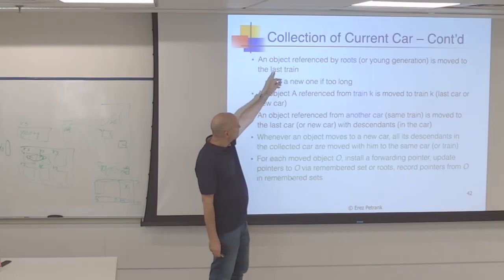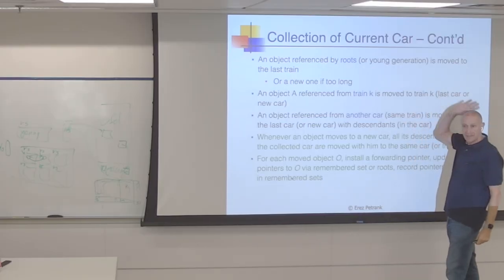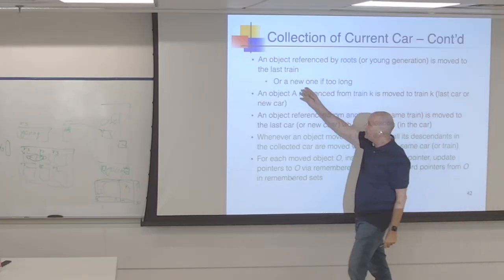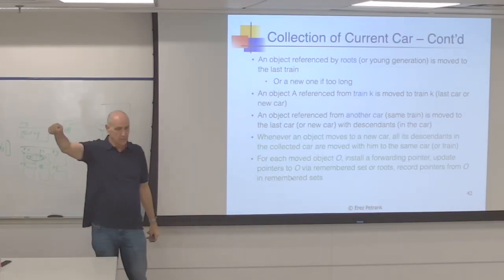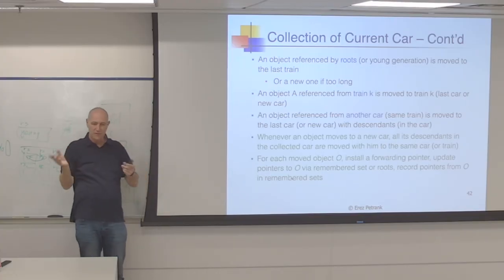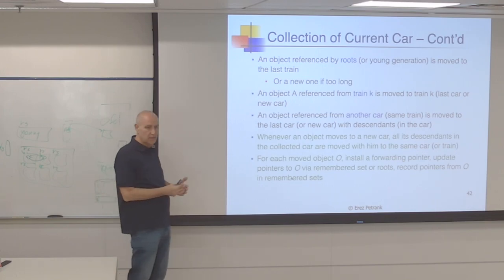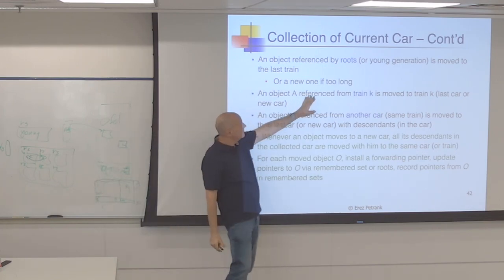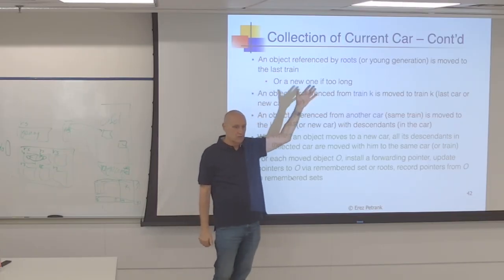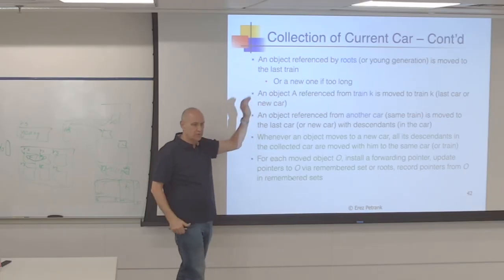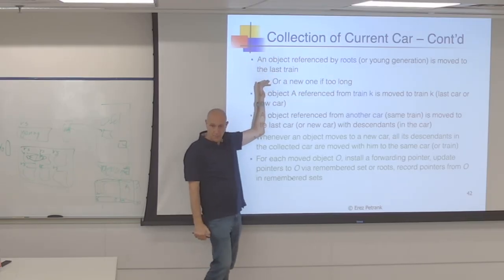So if there is an object that's referenced by the roots or the young generation, then I move it to the last train. Okay, if the last train is full, I make a new train and put it there. And what does it mean to be full? This is kind of a threshold, a heuristic that I decide. But generally, if I have something from the roots or from the young generation, I move it to the last train, or if it's too large for me, I put a new train for it. Okay, this is the first thing I do.